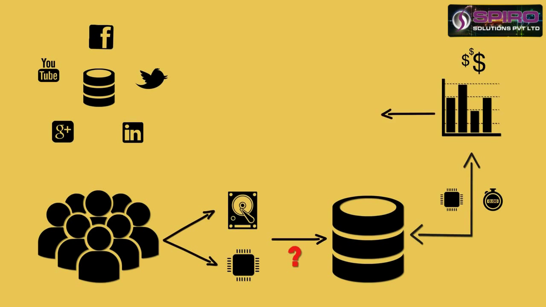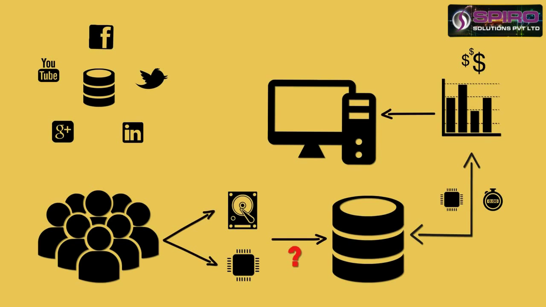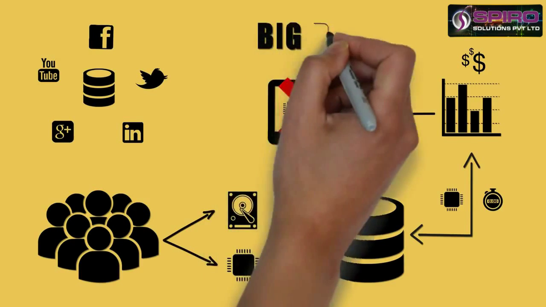By making use of the traditional computing system, we would not be able to accomplish this task within the given time frame, as the computing resources of the traditional computing system would not be sufficient for processing and storing such a huge volume of data. This is where Hadoop comes into picture. We would be discussing Hadoop in more detail in the later sessions. Therefore, we can term this huge volume of data as big data.